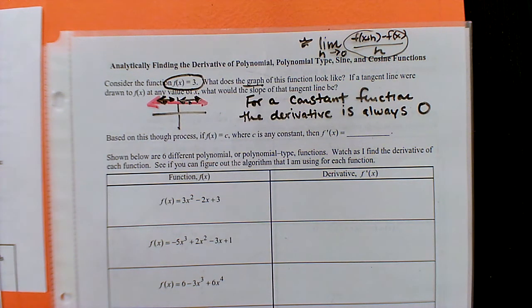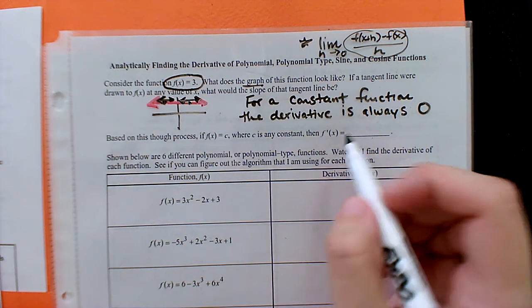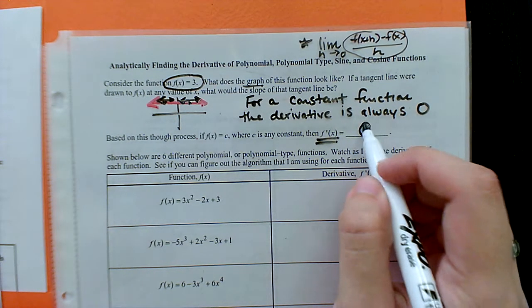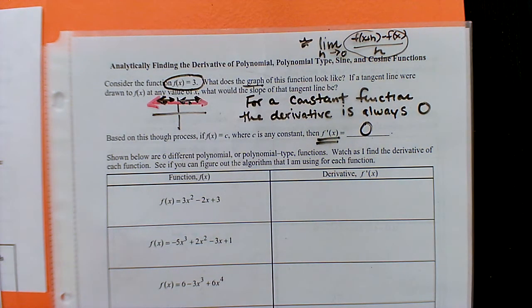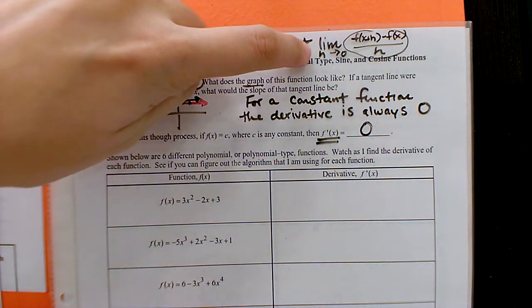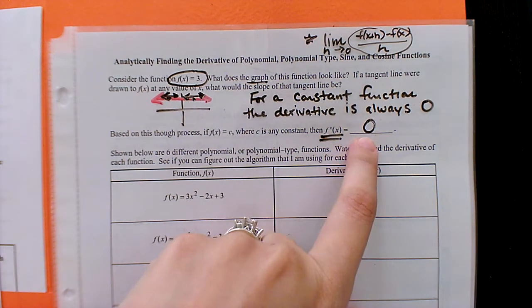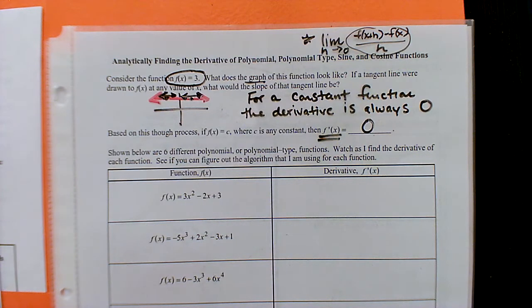Okay. Mathematically, we can show that using some notation. Okay, the derivative, aka f prime of x, would always equal 0. So that's one nice shortcut for us. If our function is just a number, instead of having to go through a limit definition to help us find the derivative, we simply know that the derivative is always 0.